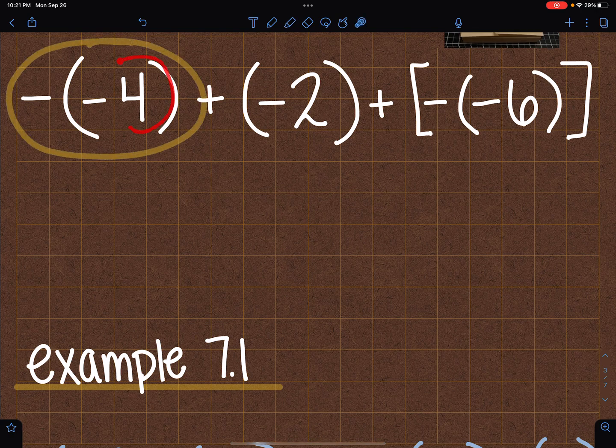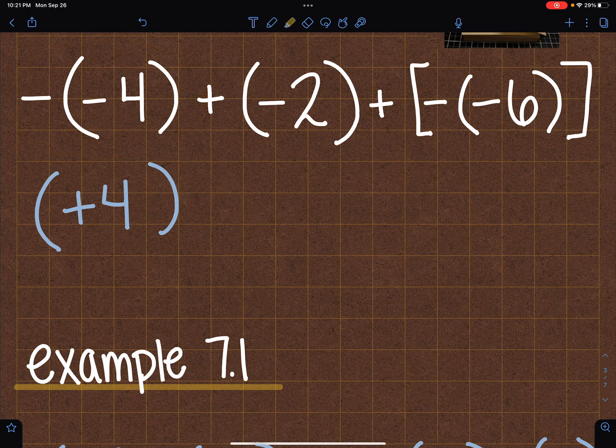Okay, so it's a 4, but it's the opposite of 4, which is -4, but it's the opposite of the opposite of 4. The opposite of the opposite of 4, as we just learned, is +4. So I'm going to put that in a bracket right there. Okay, let's look at the next expression.